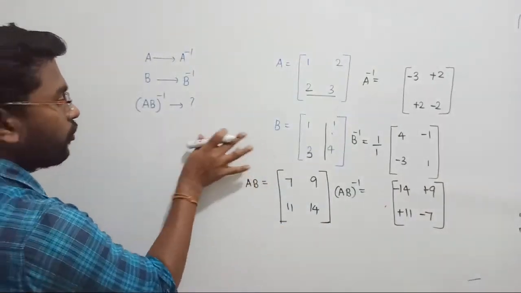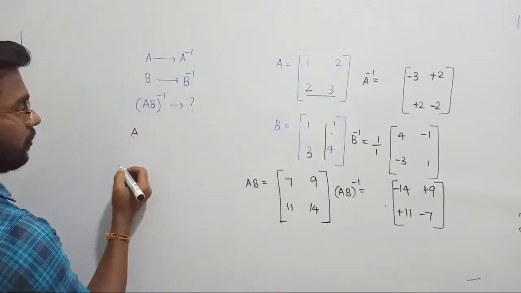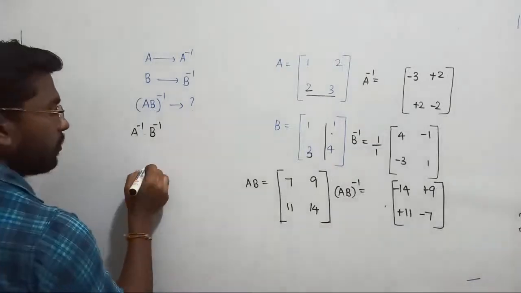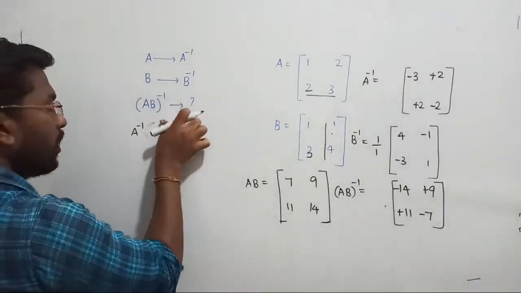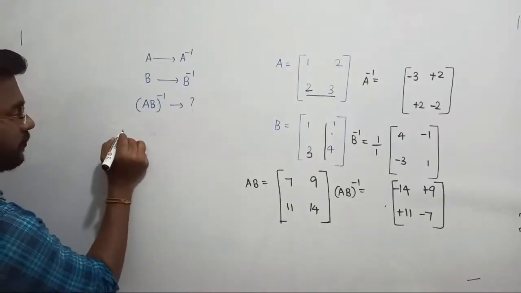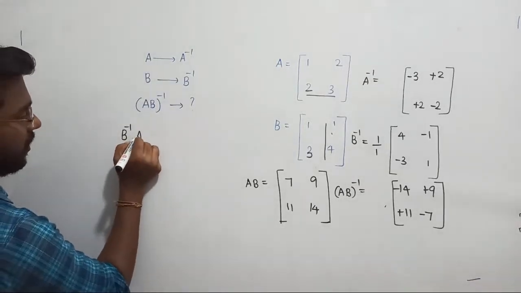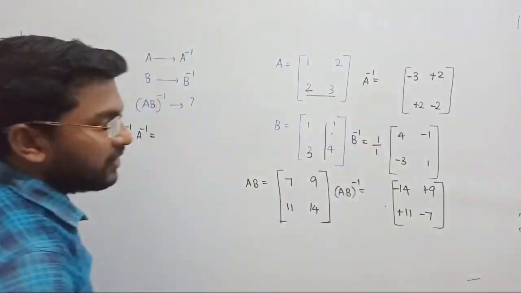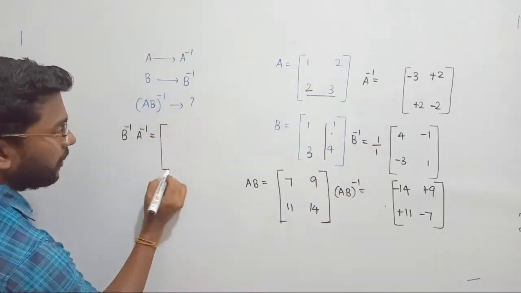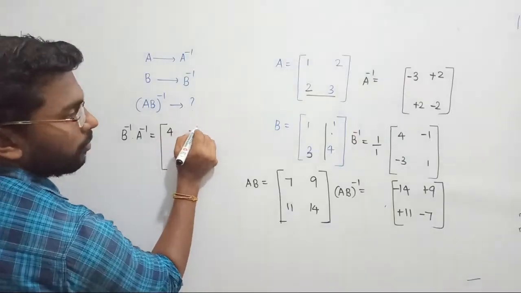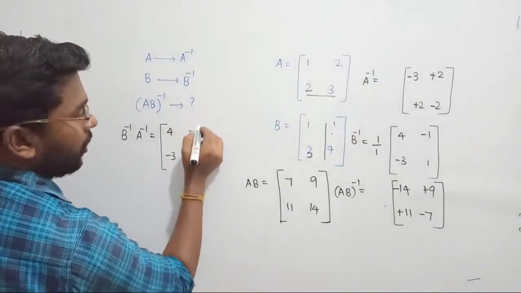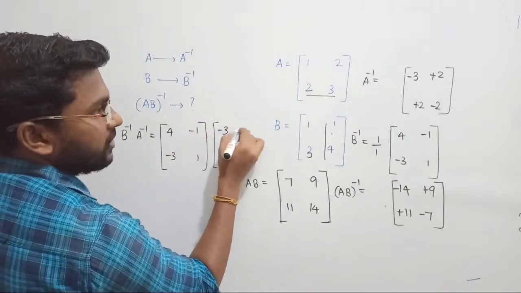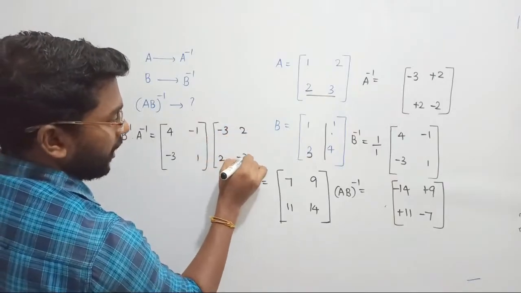Now I would like to find out the value of A inverse into B inverse as well as B inverse into A inverse. First, let me do one thing quickly. Let us find out the value of B inverse into A inverse. Already we know the values of B inverse and A inverse, right? So first consider B inverse. B inverse is 4, minus 1, minus 3, and 1, right? And what about the value of A inverse? A inverse is minus 3, 2, 2, minus 2, right?